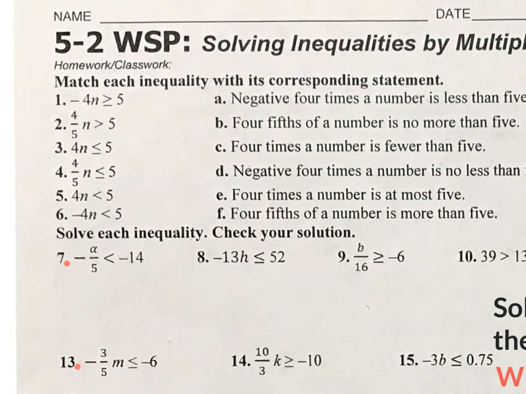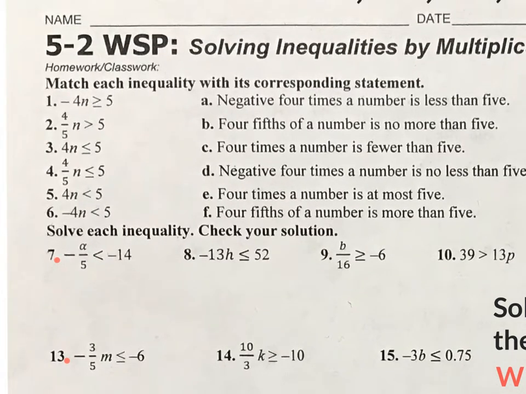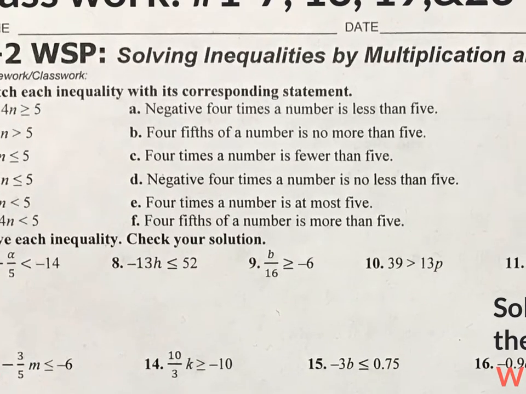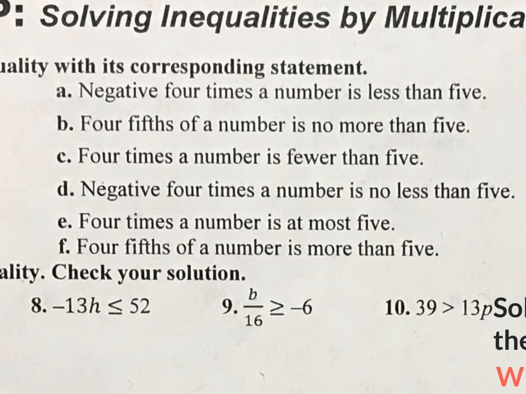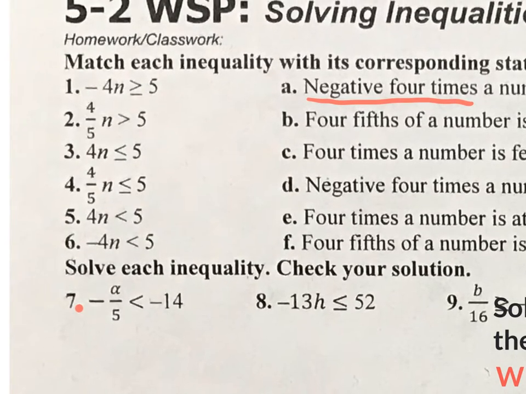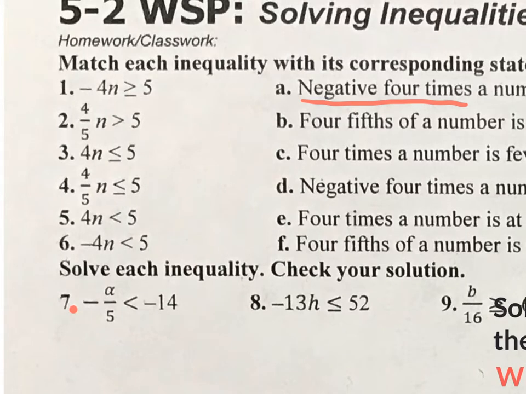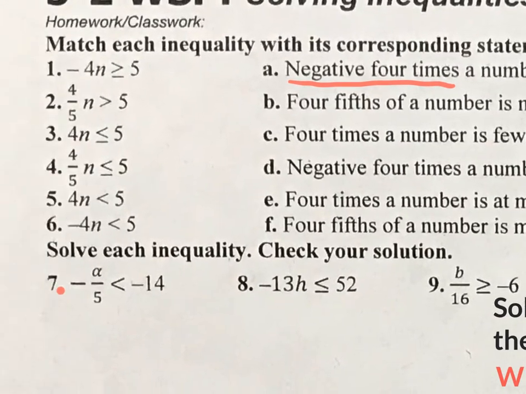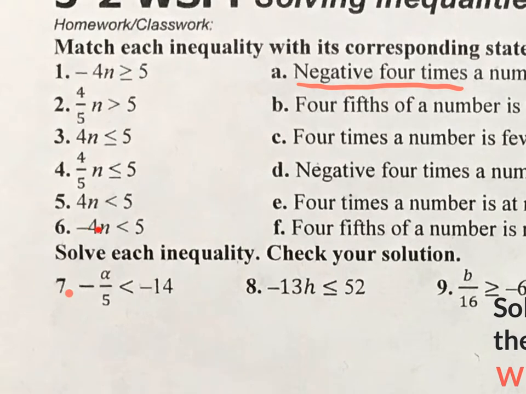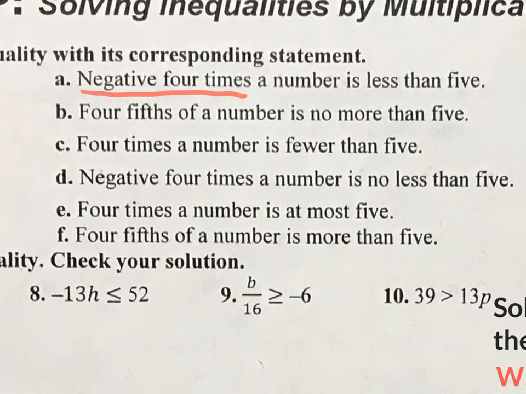Now, I think the best way to do numbers 1 through 6, which is actually matching, is to read letter A, and it says -4 times. So which one of these start with the -4 times? It's either 1 or 6. So let's continue reading. It says -4 times a number. Okay, both of those say -4 times a number. But then what does it say over here? It says is less than 5.